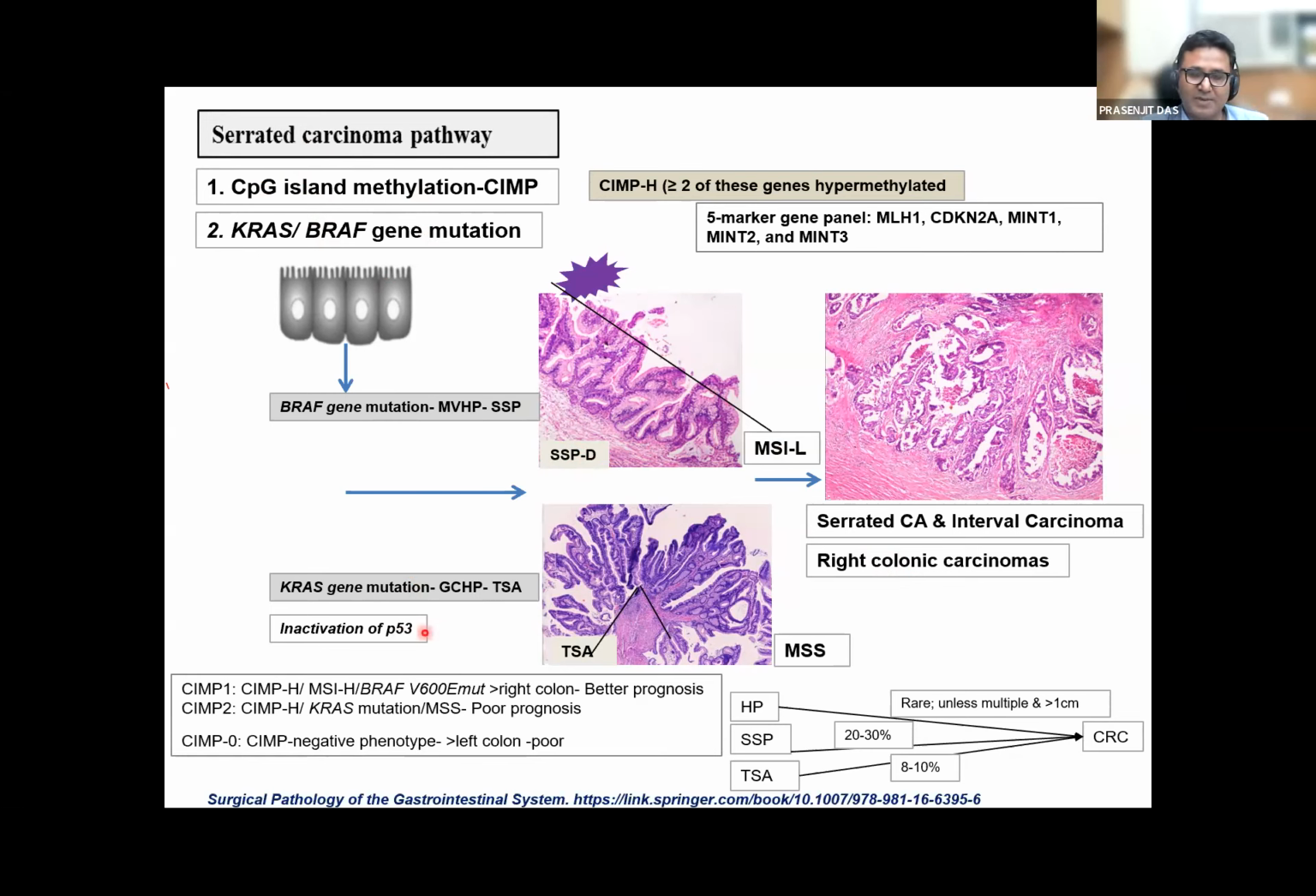Based on this overlapping, we have a molecular phenotype where you can decide whether your patient is going to have a good or poor prognosis. If your right-sided colonic carcinoma is CIMP-high, that means methylation of 2 or more tumor suppressor genes, and it is also MSI-H phenotype, that is microsatellite unstable, and has BRAF hotspot gene mutation, the patient is going to have better prognosis. If your patient has CIMP-high phenotype with KRAS gene mutation and is microsatellite stable, the patient is going to have a poor prognosis.